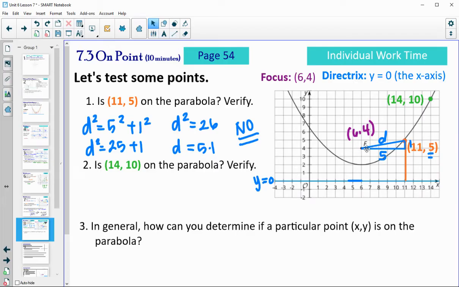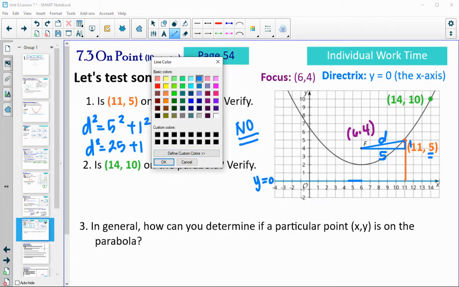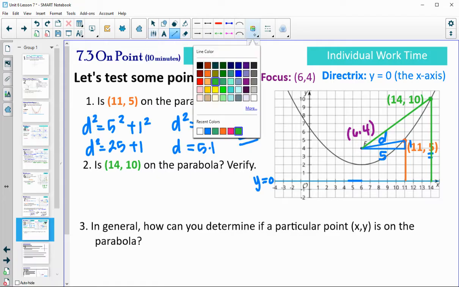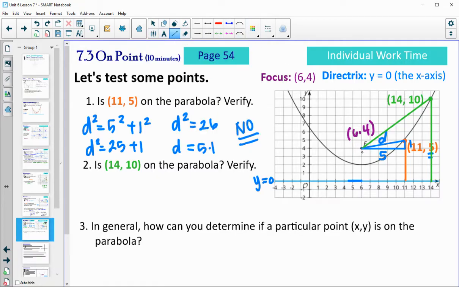So then you can repeat that idea with the next point. So let me change colors here. So we can take a look at the distance to the directrix, so we know how far this needs to be on the parabola. So those two segments need to be the same length if it's on the parabola. So this one straight down to the directrix is 10 minus 0 because it's at y equals 0. So it's 10 units. So then we need to verify that this segment is also 10 units.